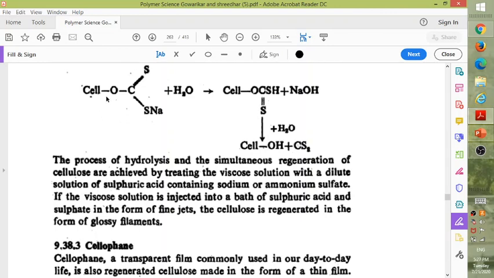So here you can see cell-O-C(=S)-SNa, that is the cellulose xanthate, on hydrolysis giving you this product, but this is a very unstable product, and hence on hydrolysis gives you pure cellulose and carbon disulfide is removed. The process of hydrolysis and the simultaneous regeneration of cellulose are achieved by treating the viscose solution with dilute solution of sulfuric acid containing sodium or ammonium sulfate. If viscose solution is injected in a bath of sulfuric acid and sulfate in the form of fine jets, the cellulose is generated in the form of glossy filaments.